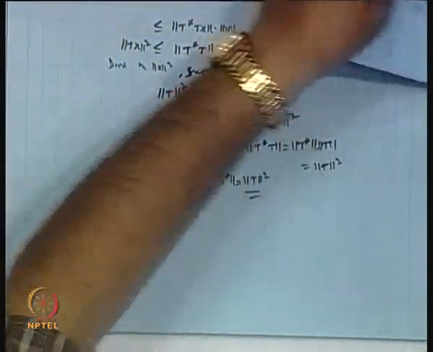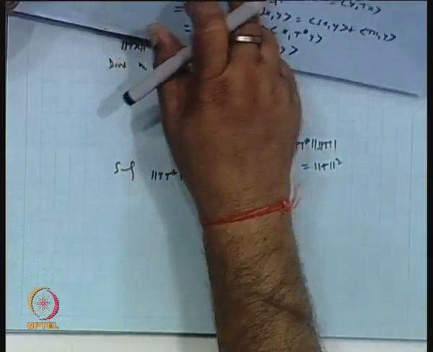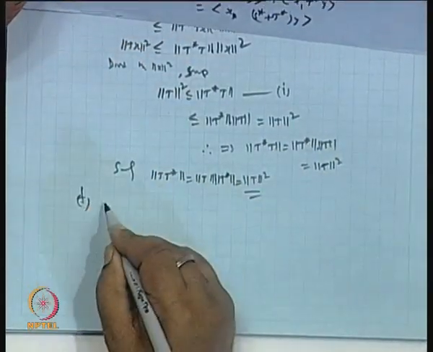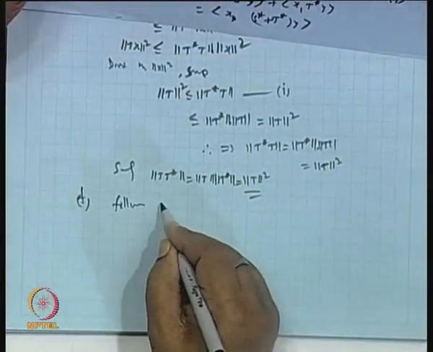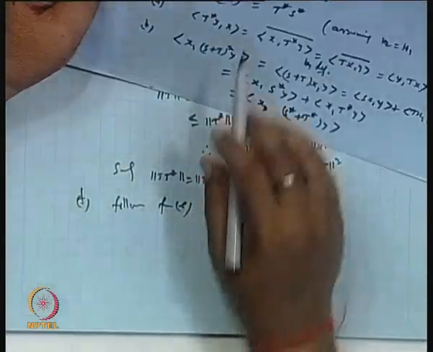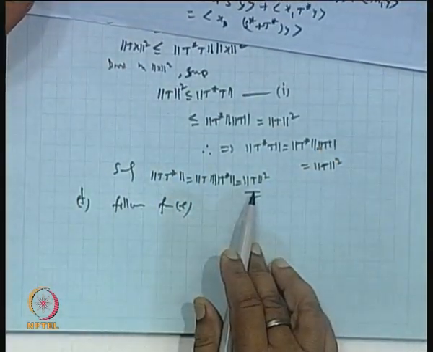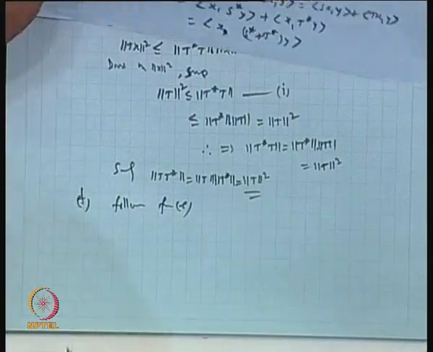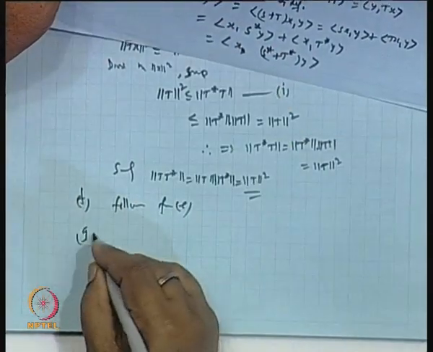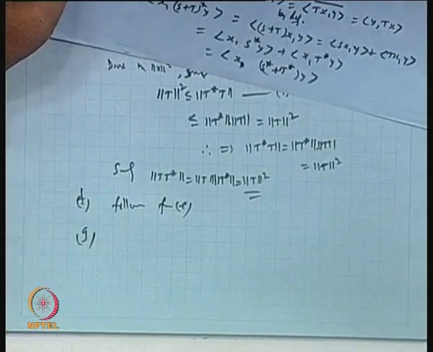Sixth. Okay. Then T T star equal to 0, this F follows from E. Why? T T star is 0, automatically T will be 0 and vice versa. So, nothing is there. And G, (ST) star, this we have to show.